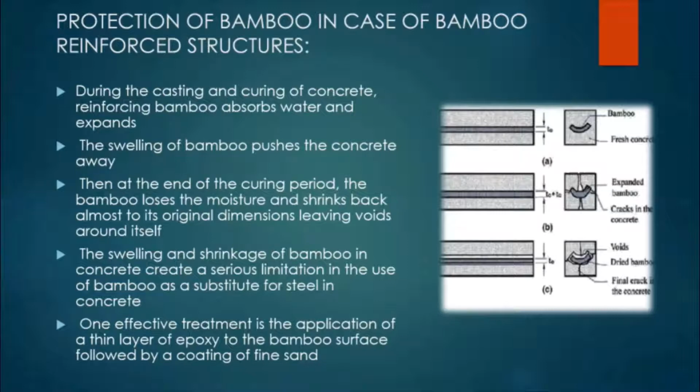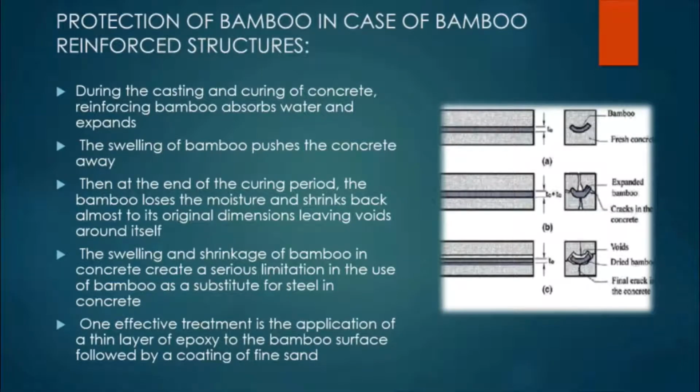The differential thermal expansion of bamboo with respect to concrete may also lead to cracking of the concrete during service life. The swelling and shrinkage of bamboo in concrete create a serious limitation in the use of bamboo as a substitute for steel in concrete. To improve the bond between bamboo segments and concrete, an effective water repellent treatment is necessary.